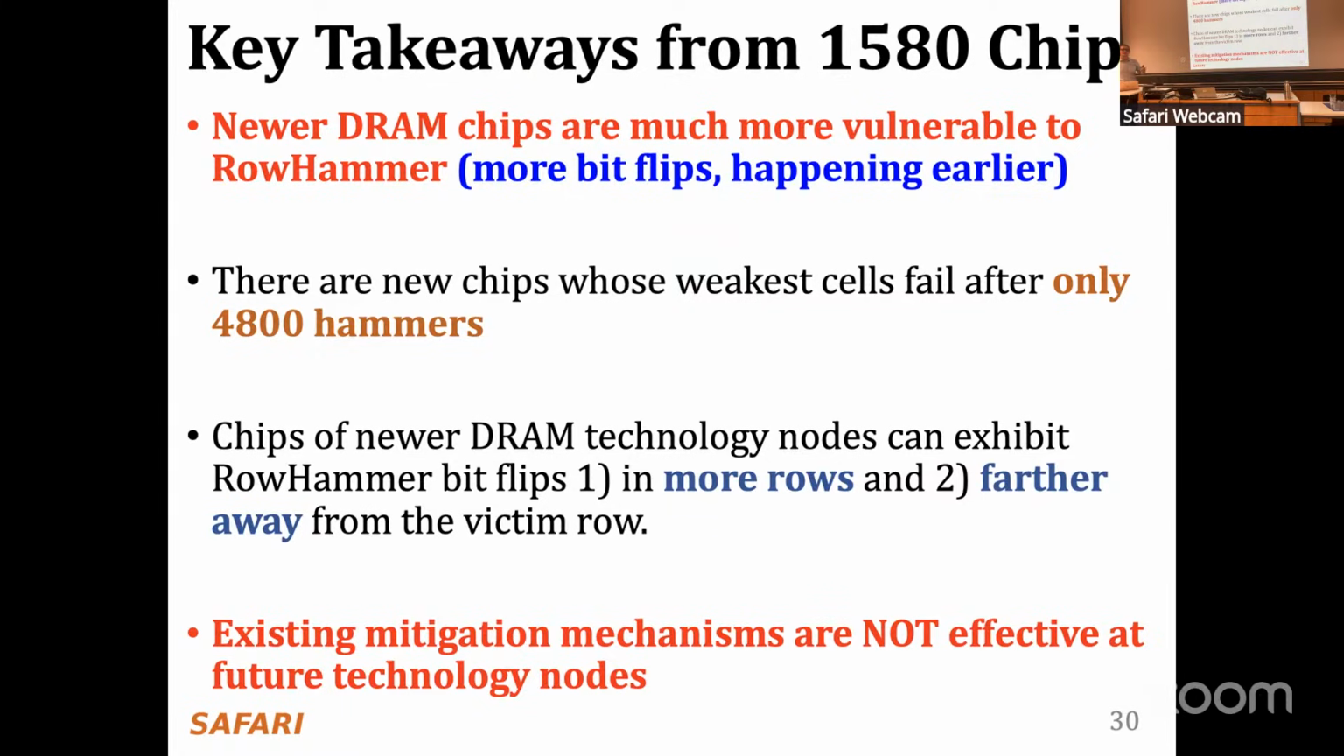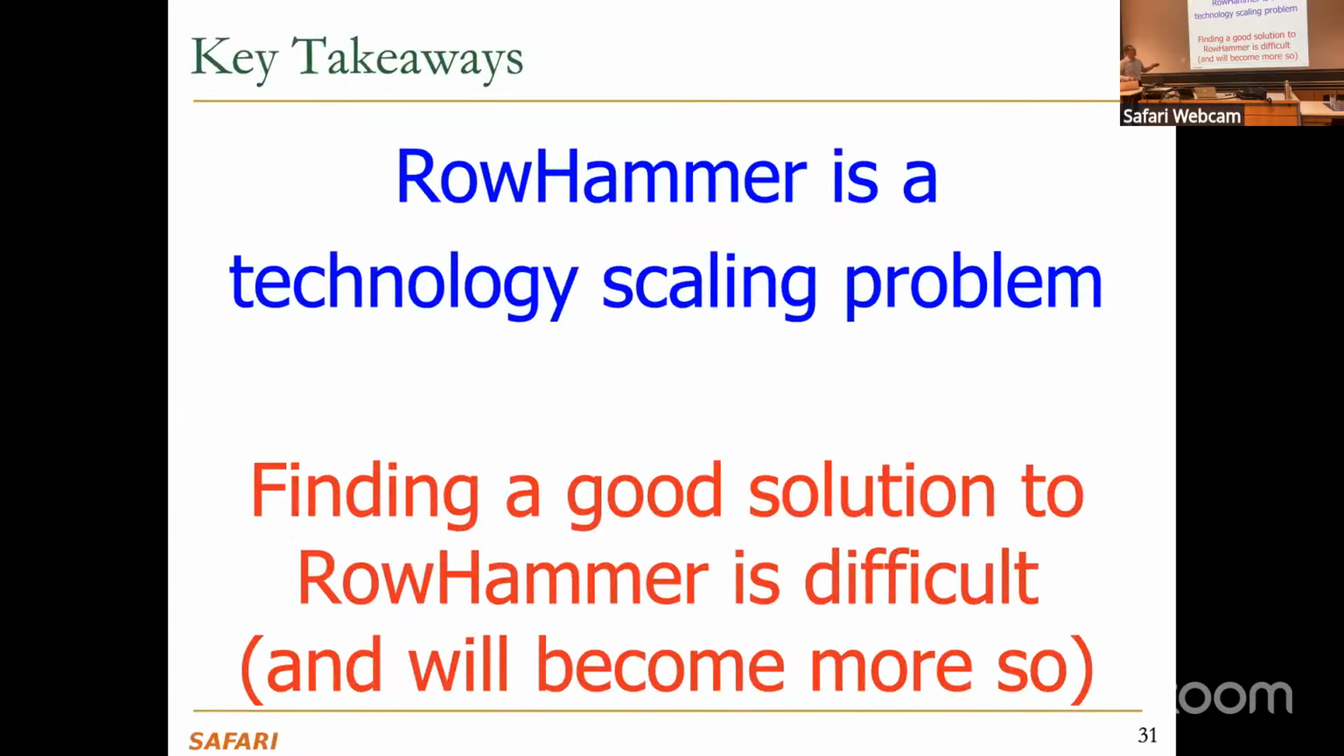scalability of the RowHammer vulnerability to many generations of DRAM chips and also many different types of DRAM chips, and basically showed that things are getting worse because it's a technology scaling problem, right? As a result, finding a good solution, meaning a low overhead, low cost solution, is going to become more and more difficult going into the future.